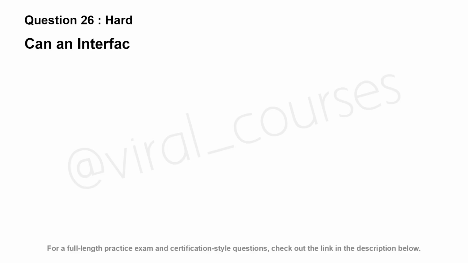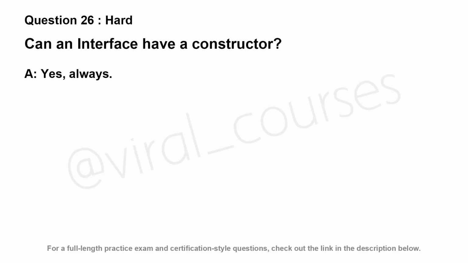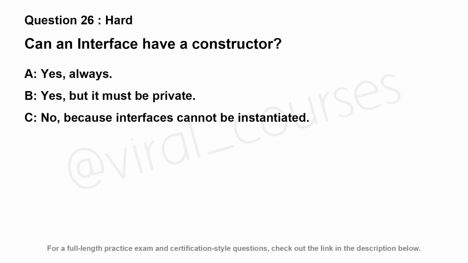Can an interface have a constructor? Option A, yes, always. Option B, yes, but it must be private. Option C, no, because interfaces cannot be instantiated. Option D, only if it is a functional interface.